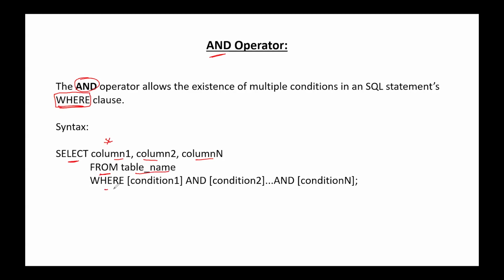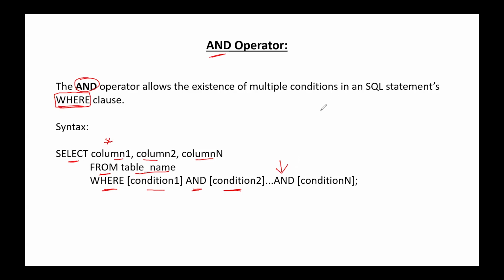After that, I will mention the keyword where. So what exactly is the condition? First condition, and if I have more than one condition, then I can combine them together with the AND operator. Wherever there is a case where I want all the conditions to be satisfied, only then do I want to retrieve that particular information. Only in such cases will I use the AND operator.